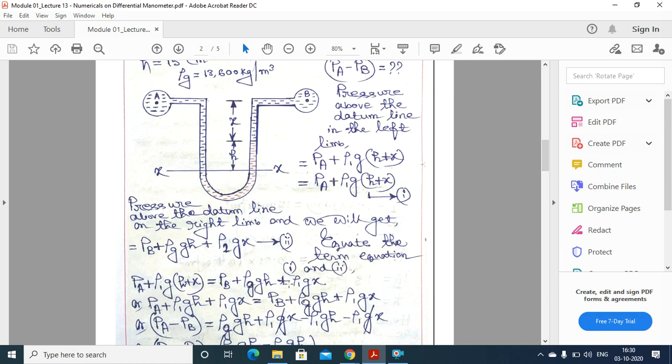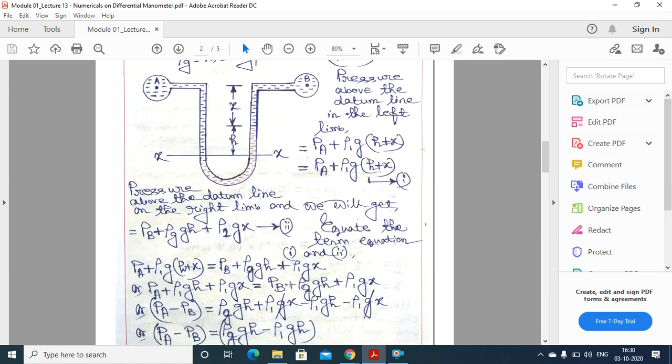From here, for the equilibrium condition we have to equate equation 1 and equation 2. Equation 1 is PA plus rho 1 g into (h plus x), and equation 2 is PB plus rho g into g into h plus rho 2 into g into x. Why are we considering rho 2? Because here we are trying to develop the derived formula, so that's why we are taking rho 2.